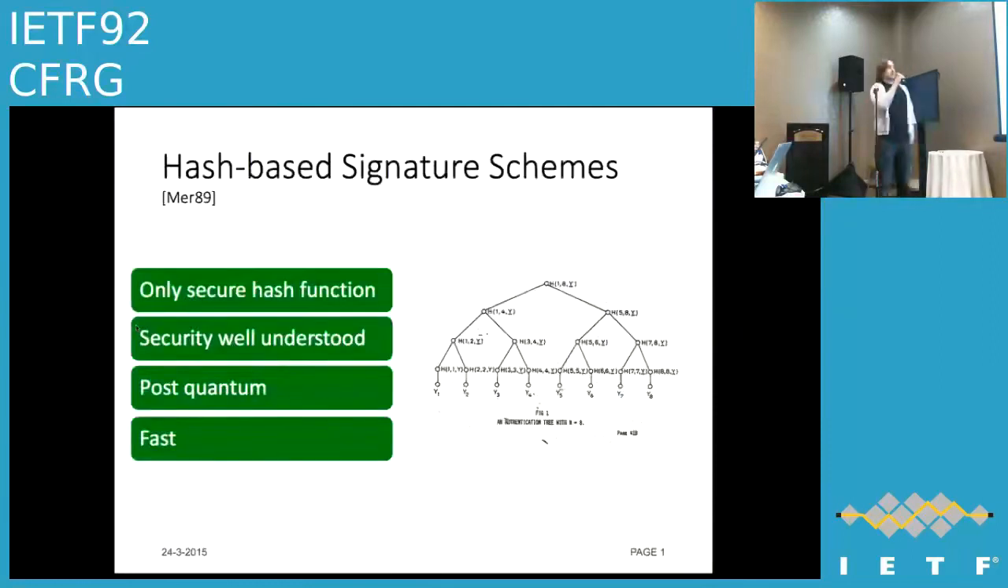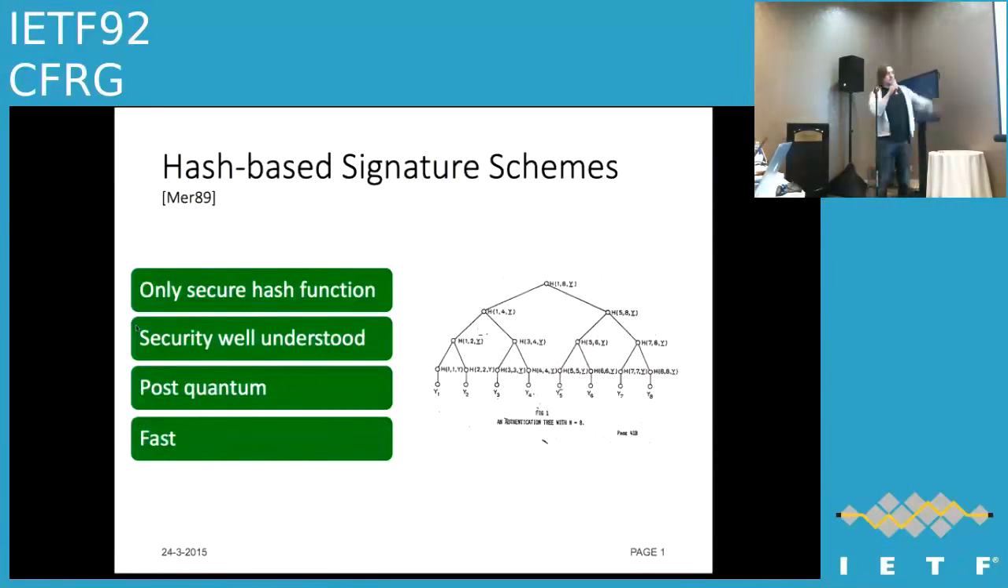So, a brief reminder on hash-based signature schemes. They only require a secure hash function, so you don't have any number theoretic assumption like discrete log or RSA involved. The security is quite well understood. We've got security reductions, and for the hash functions, we've got a good understanding now. They are post-quantum if you don't use a number theoretic hash function, and they are considerably fast even without hardware acceleration.